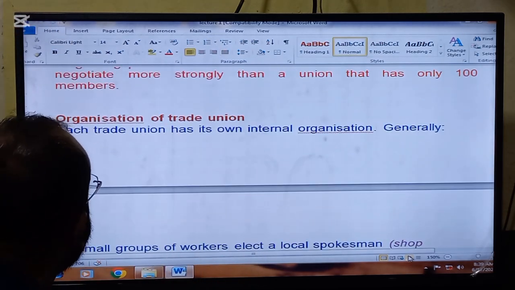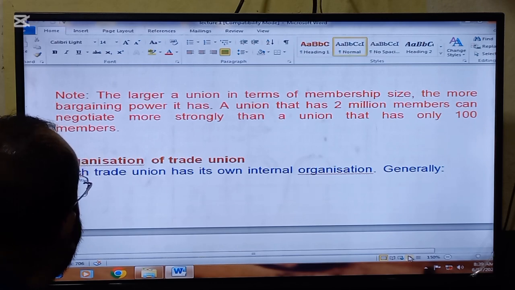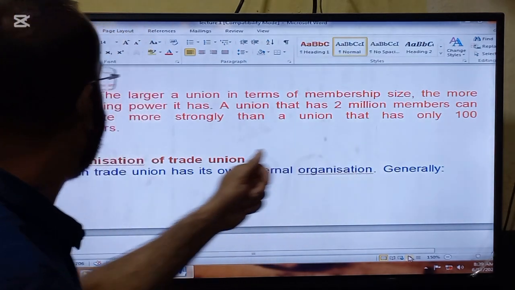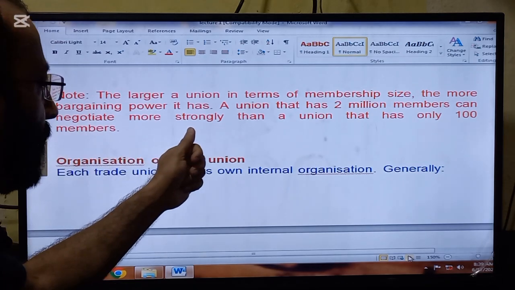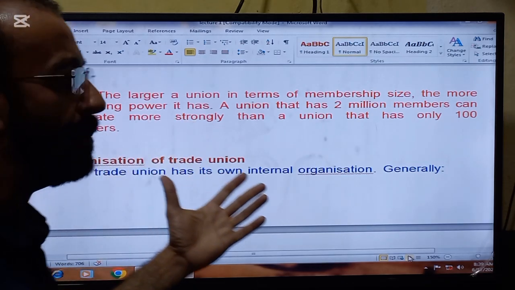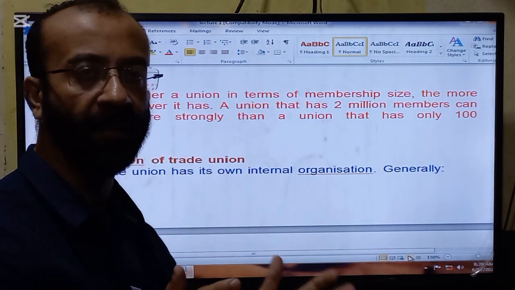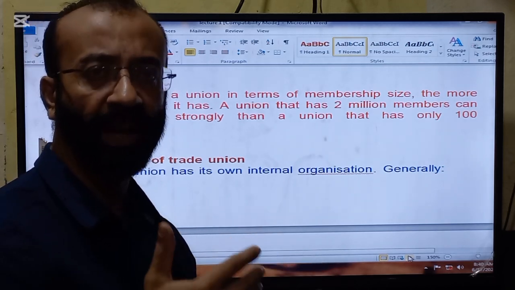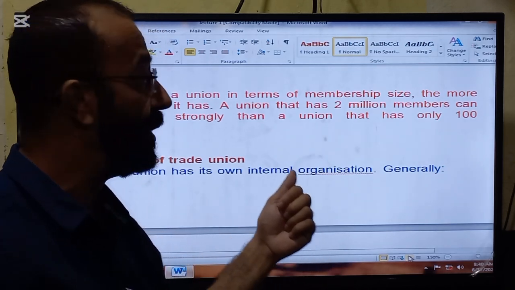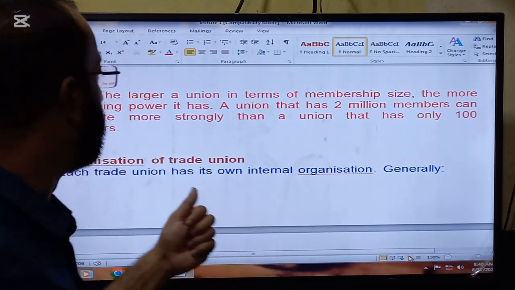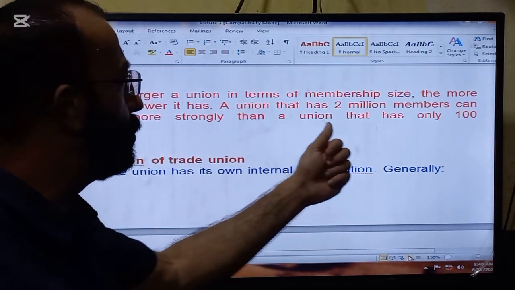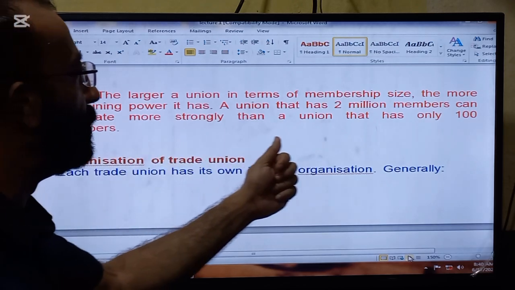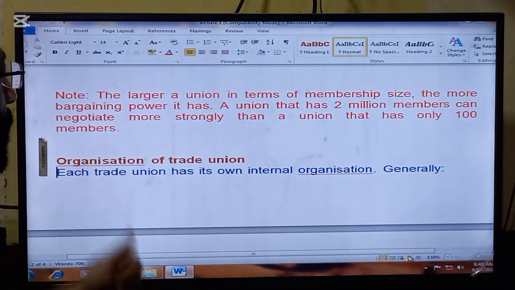Here is a note. The larger a union in terms of the membership size, the more bargaining power it has. So this is quite obvious. The more members a trade union has, the more bargaining power it will have. A union that has 2 million members can negotiate more strongly than a union that has only 100 members.